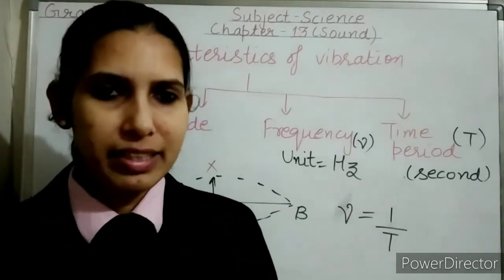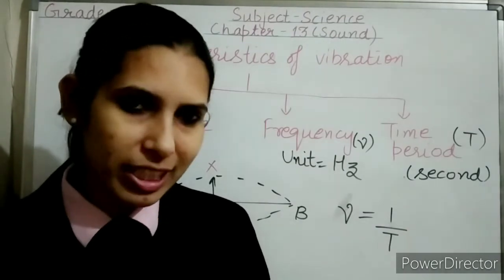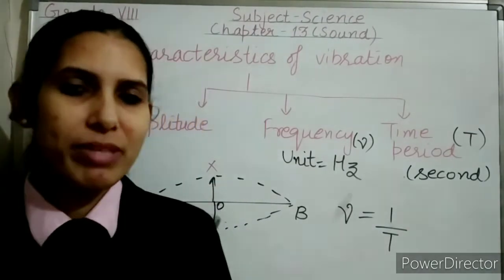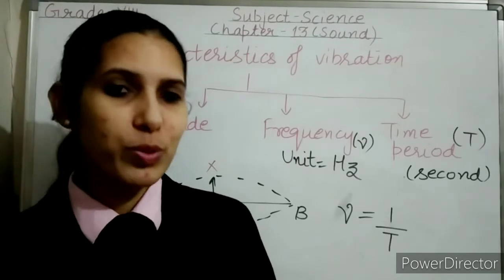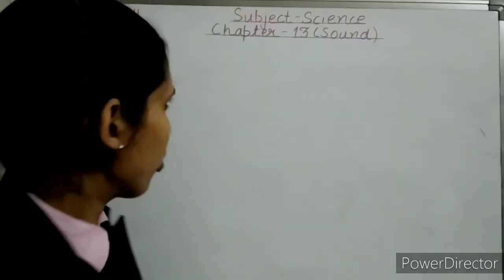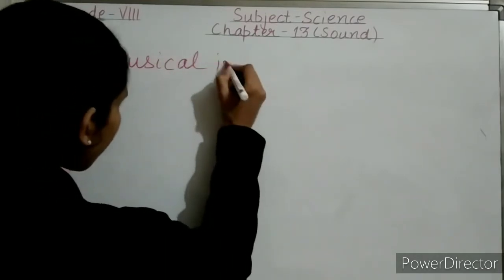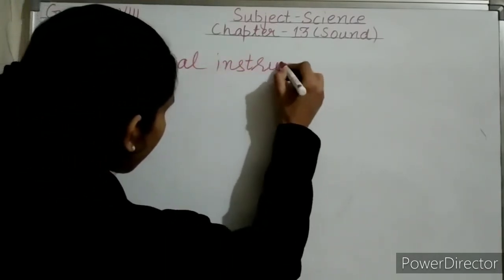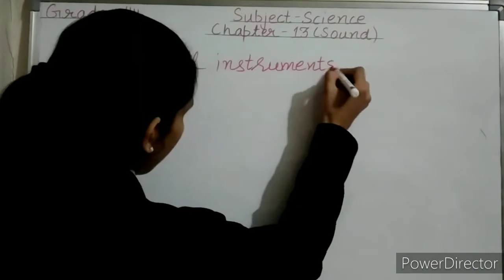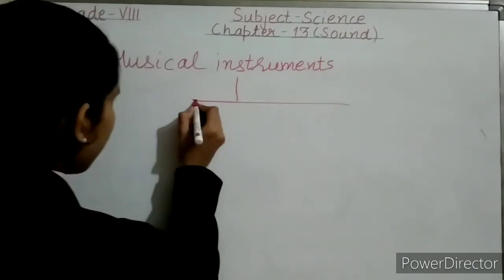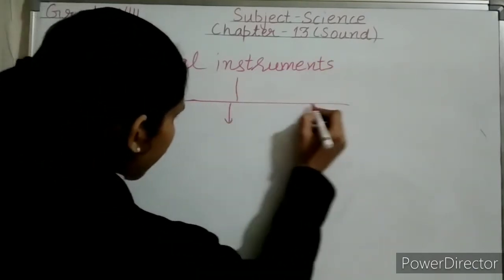Now after understanding this, the next thing is about musical instruments. Musical instruments means the instruments which produce musical sounds. If we talk about musical instruments, they are of various types.